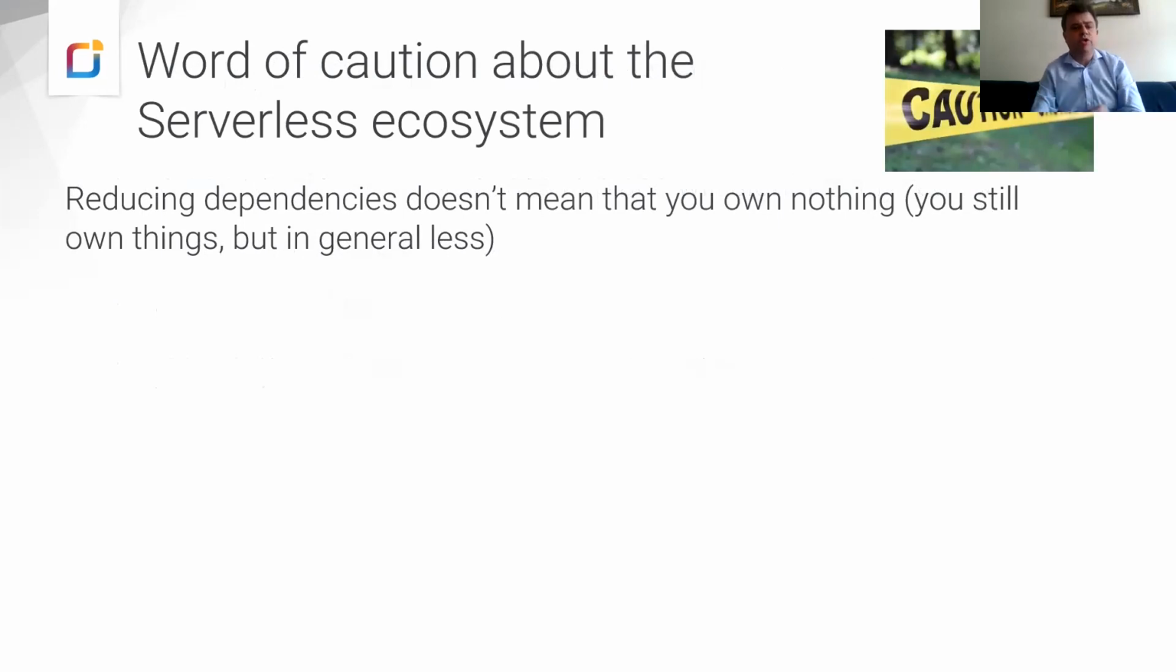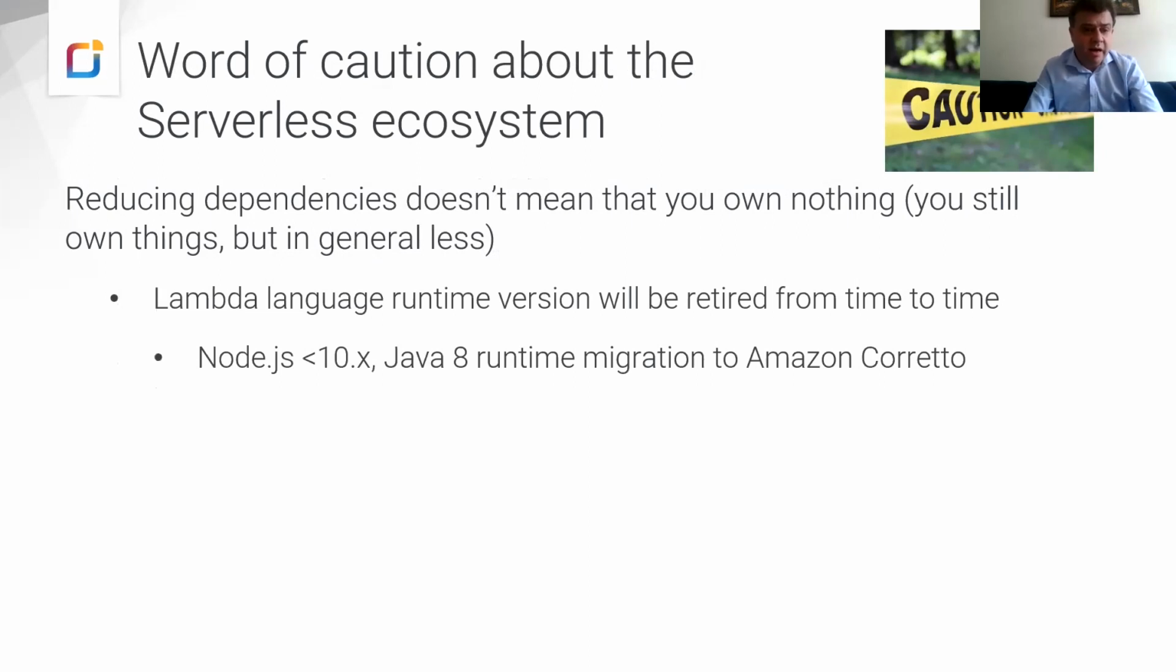But words of caution about this system. Reducing dependencies doesn't mean that you own nothing. You still own things, but generally less. For example, with the Lambda runtime, they manage some versions of the programming languages, but from time to time they say, okay, Node.js lower than 10 won't be managed anymore. So you have several months to upgrade, and it's your job to upgrade and make sure that everything works.